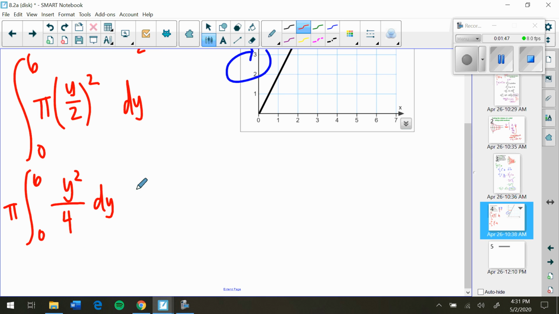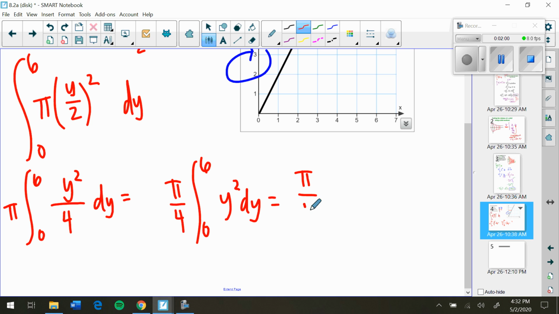And I'm actually also going to pull that 4 out. So I have pi over 4 times the integral from 0 to 6 of y squared dy, which is a very simple integral. We just need to take the antiderivative of y squared, which would be y cubed over 3, evaluated from 0 to 6.